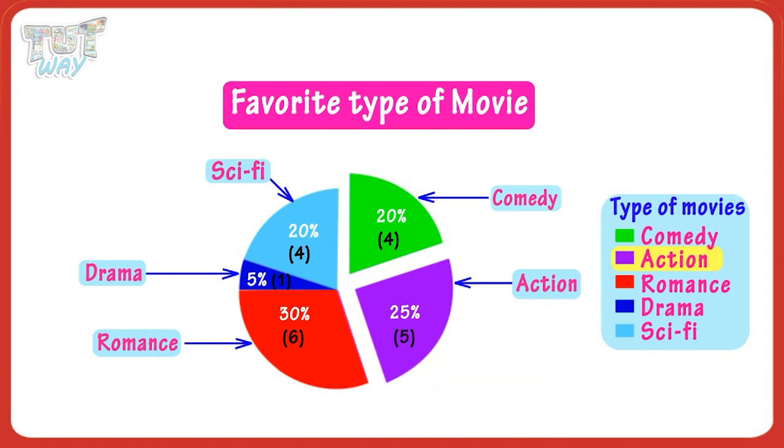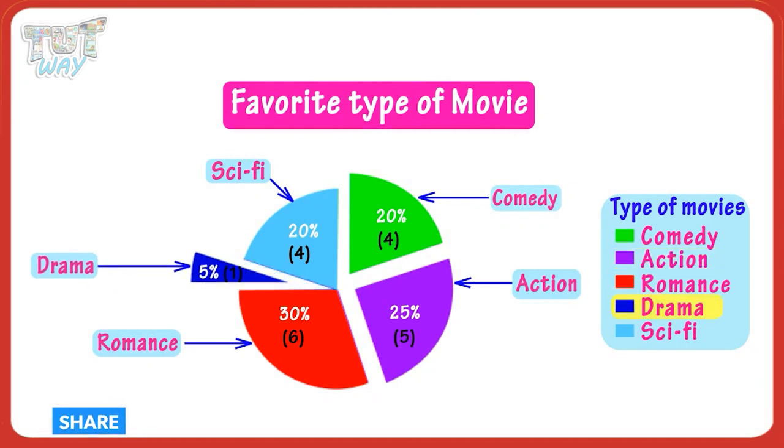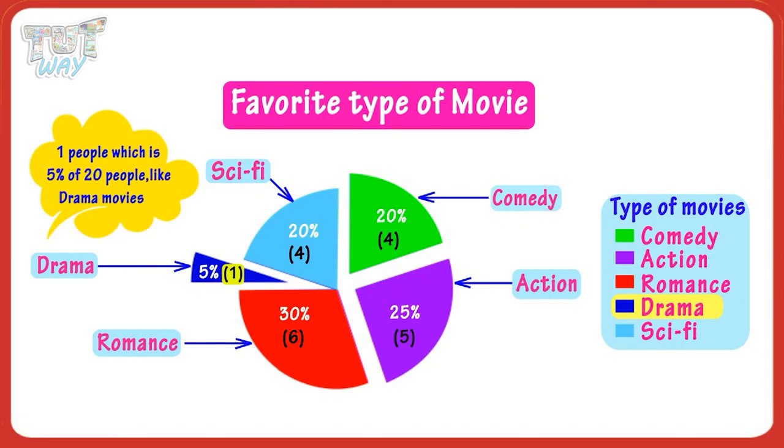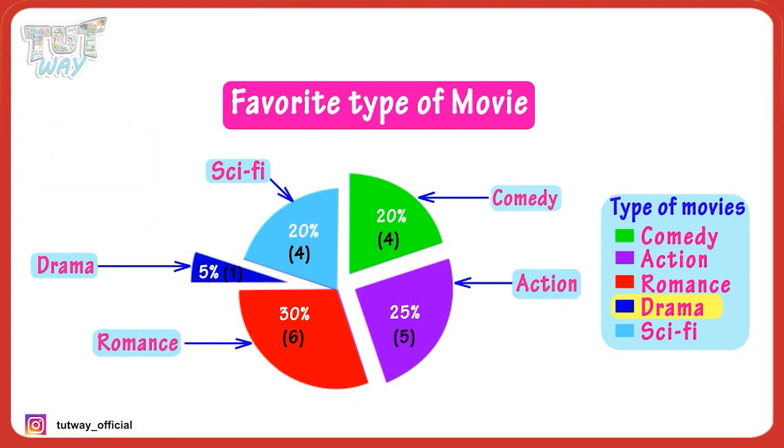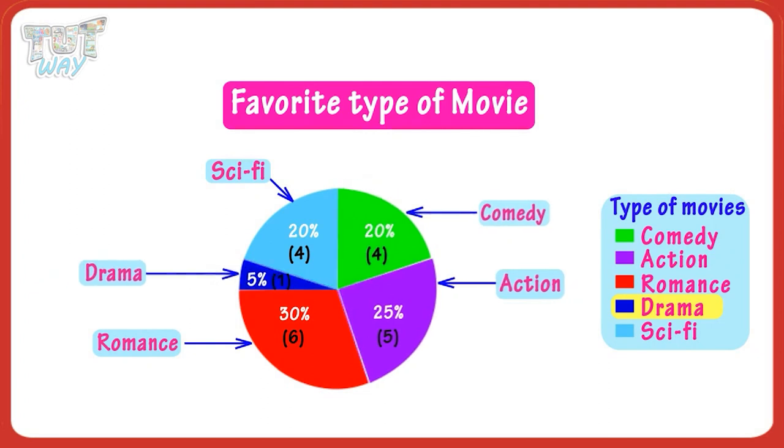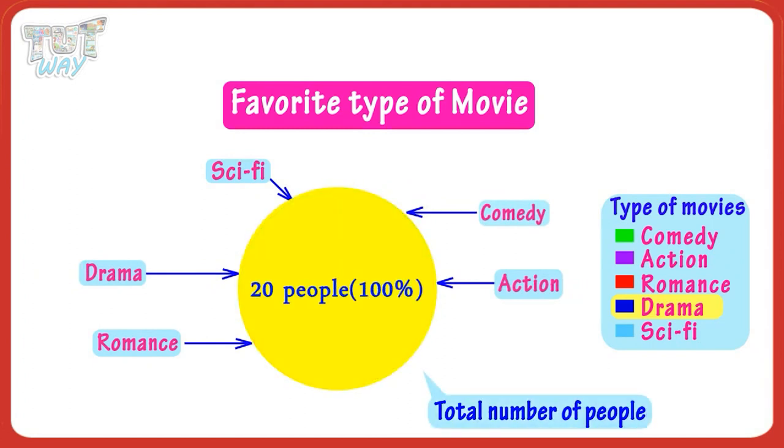So, percentage of circle that each portion represents says that much percentage out of the total number of people like that type of movie. Now, labels on the graph tell blue portion represents the fraction of people that like drama movies. Label also says 1 person, which is 5% of 20 people, likes drama movies, and so on. So when we have to show percentage values, we use a pie chart, where the percentage portion of a circle represents the percentage value. And the whole set of things are represented by a whole circle.